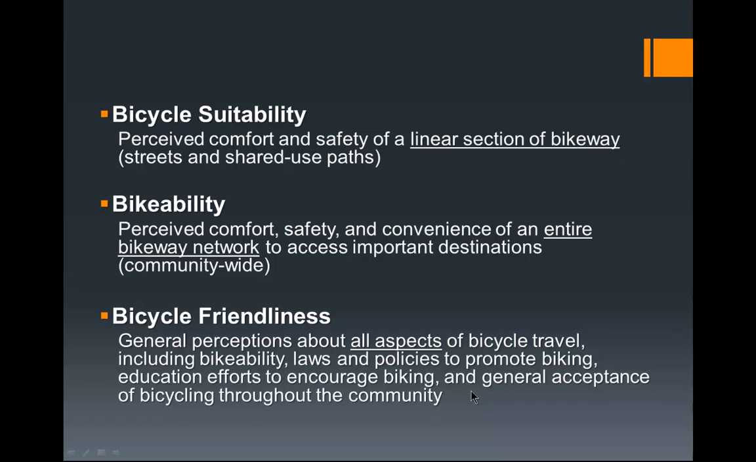Now, these three levels of assessment have a similar and parallel assessment with walking. You could say that a roadway is suitable for walking, that a neighborhood or community is walkable, meaning that it has perceived comfort and safety and is good for accessing important destinations, and you could say that a community is pedestrian friendly. And these three levels we're now looking at with bicycle suitability, bikeability, and bicycle friendliness. The focus of our tools deal with bicycle suitability.